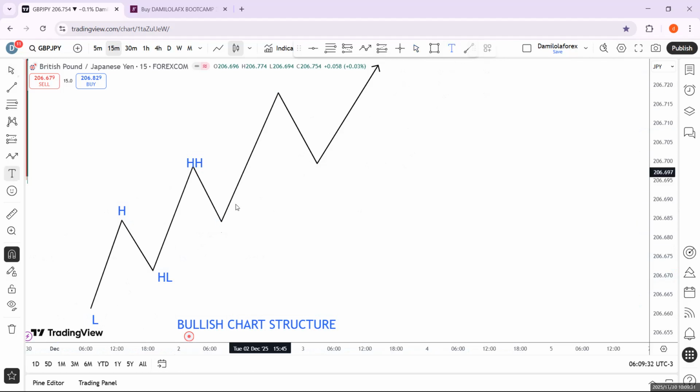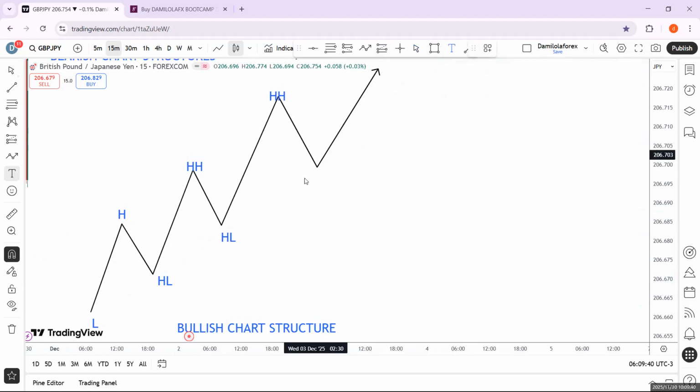Higher low again at this level, higher low again at this level, then the one above, higher highs at this level. This is how it keeps going. What about here? Higher low again at this level. Then what about here? Higher high again at this level. So the coordinated movement is what is known as the bullish chart structure.